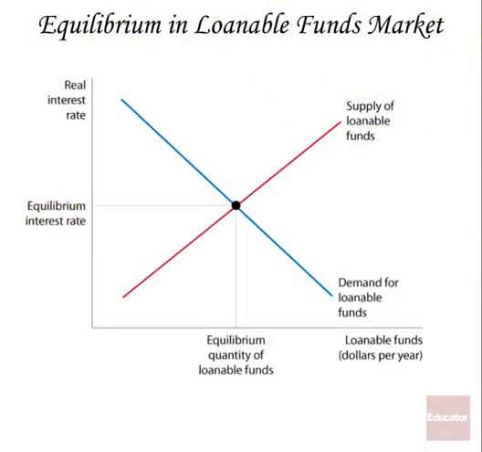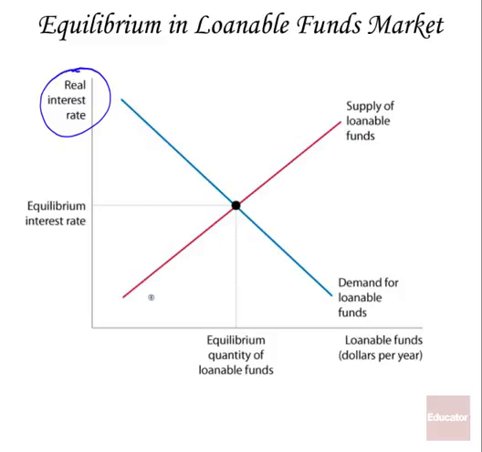Now, one thing that you might notice here that's different than the money market, aside from the supply being upward sloping but not vertical, as is the case with the money market, is that we have the real interest rate right here, as opposed to the nominal. When you're dealing with the money market, you're dealing with a nominal interest rate. When you're dealing with the equilibrium in the loanable funds market, you're dealing with the real interest rate.